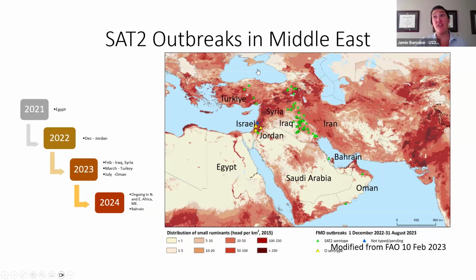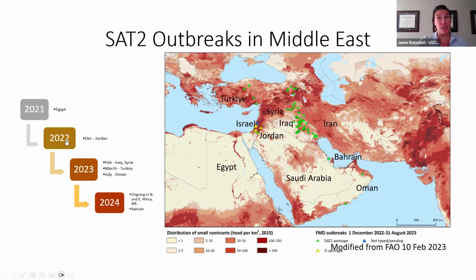So when I said this was a very, very large outbreak of SAT2, you can see it crossing borders, right? That virus doesn't see lines. So this was a pretty rapid progression. In 2021, we had a detection in Egypt, the SAT2 serotype.